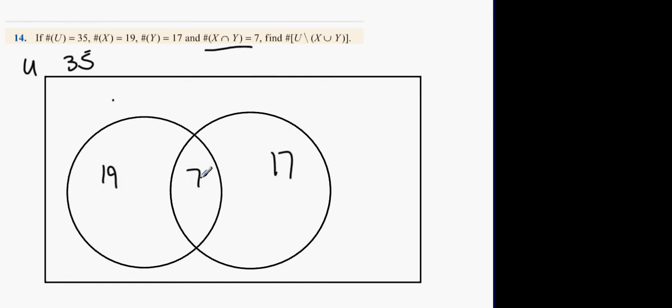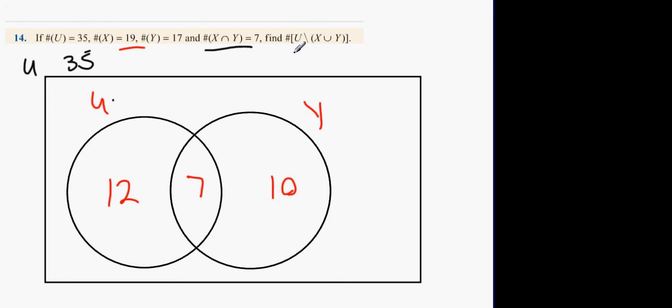Now what's the problem now? You need to find how many people are in X now. 19 plus 7 is 26. You're only meant to have 19. Now guys, the trick when doing these is always start in the middle. 7. And how many here? How many do you need to turn Y into 17? 10. How many do you need to turn X into 19? 12. Okay? 12, 7 and 10.